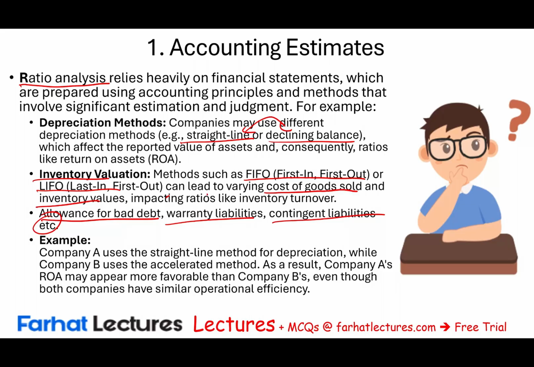Okay, let's assume both companies use the straight line. What would return on asset look like, or what would the asset turnover look like? So company A uses the straight line for depreciation, while B uses the accelerated method. Company A's ROI may appear more favorable than company B's, even though both companies have similar operational efficiencies. Or the opposite could be true depending on what year of depreciation you are looking at. The point is, because we use accounting numbers, we use estimates to get to these numbers. Ratios are based on accounting numbers. Accounting numbers are estimates. Ratios are estimates, and that's a limitation.